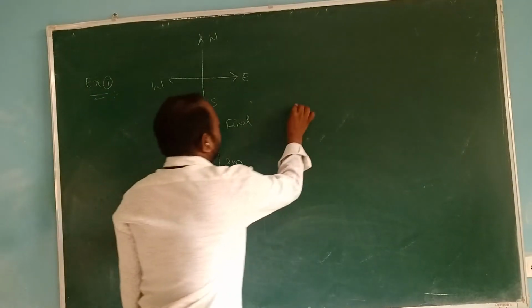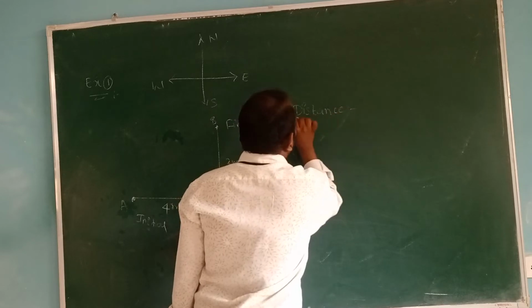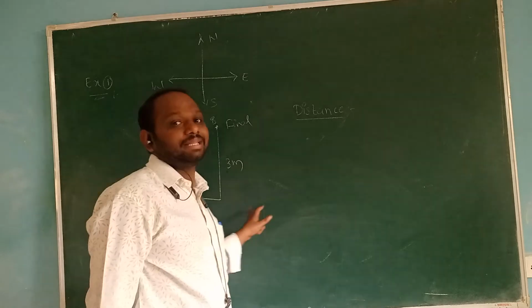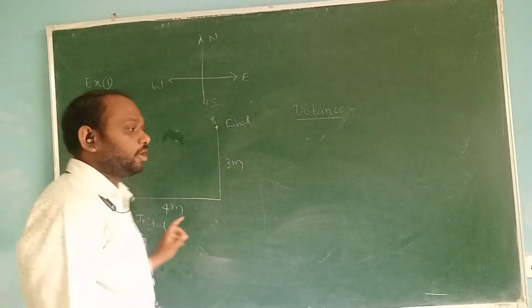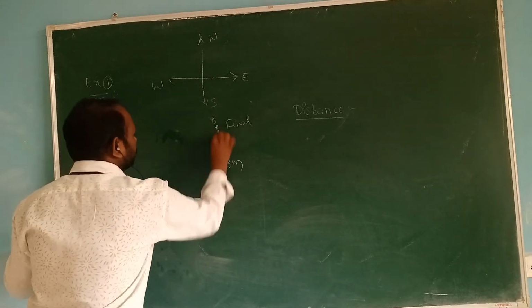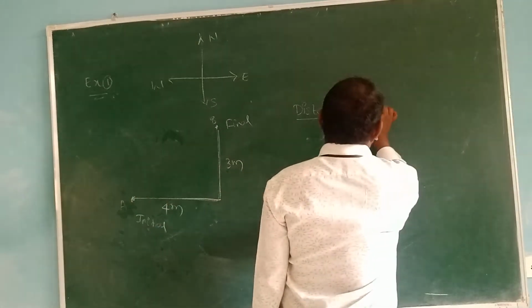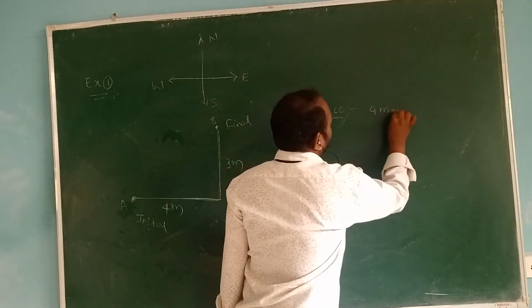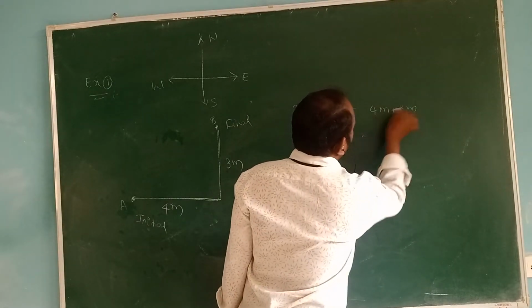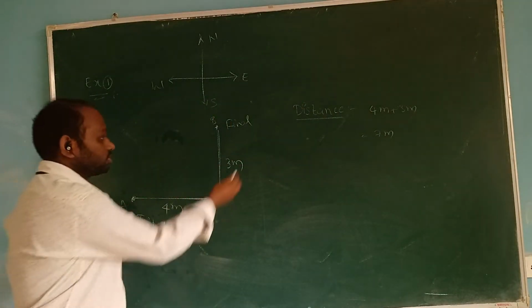First of all, I should find the distance. What is the definition of distance? The actual path, the total length between the initial point and the final point. So from here to here the distance is 4 meters, and from here to here 3 meters. The total path covered is 4 meters plus 3 meters, which is equal to 7 meters. Distance equals 7 meters.